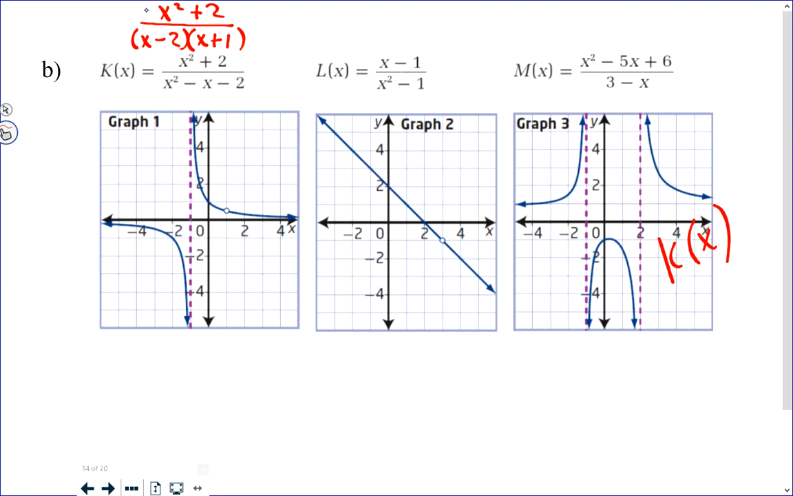L of x is x minus 1 on the top and then x plus 1, x minus 1 on the bottom. Well, L of x has 2 non-permissible values, but one of those non-permissible values cancels, which means of the 2 non-permissible values for L, one is a hole, one is an asymptote. Graph 1 must be L of x.